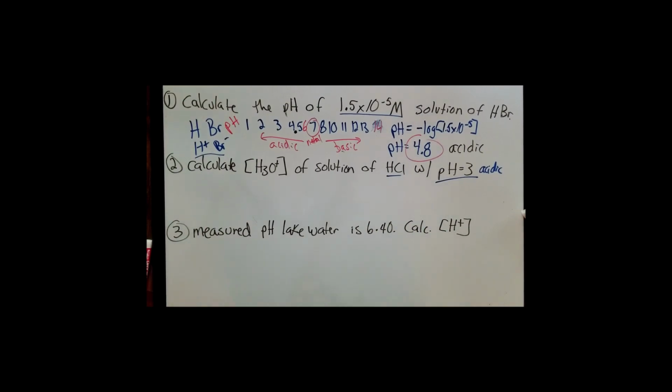This one has us calculate the proton concentration of a solution of HCl. In brackets here, that's saying that it wants the concentration, and they could have written either this H3O plus or just H plus. Both of these mean the same thing. You calculate them the same way. And how we calculate them is by taking 10 to the negative pH.